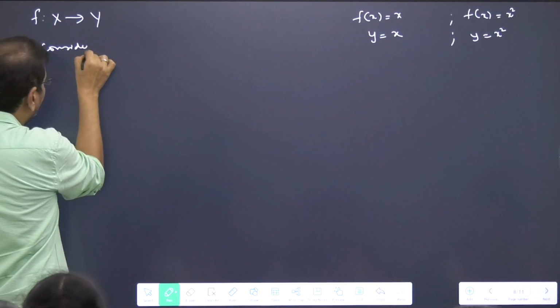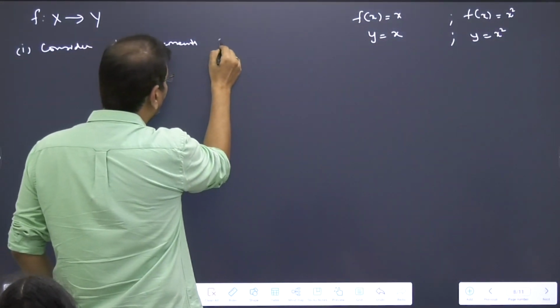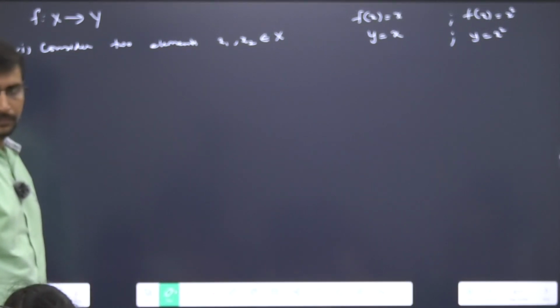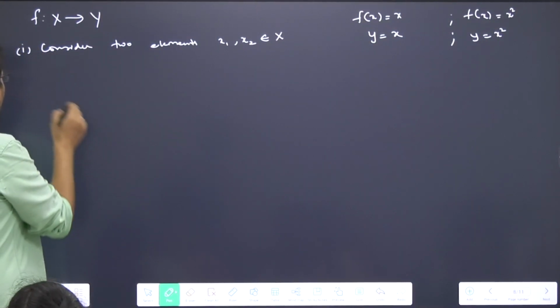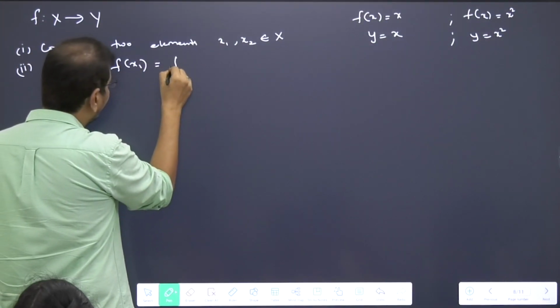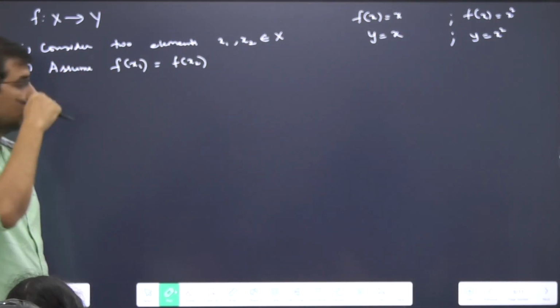The first step is: consider two elements. You can write it along with me. So consider two elements x1, x2 that belong to the set capital X. Second, assume f of x1 is equal to f of x2. Assume f of x1 is equal to f of x2.